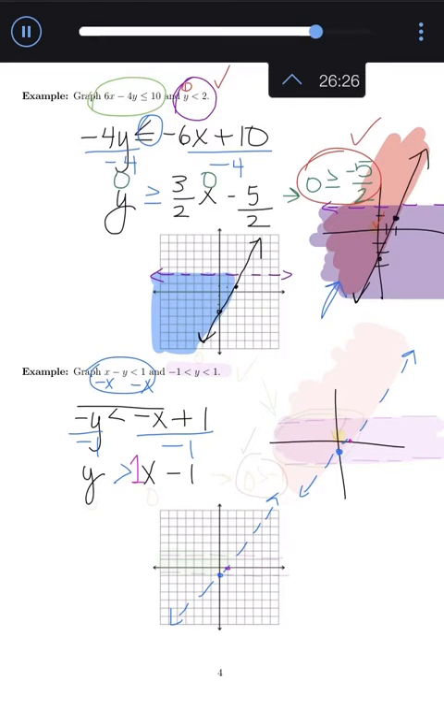We'll test 0, 0 because again it is not on the line. So let's plug in 0 for x and 0 for y. Notice what that gives us is that 0 is greater than negative 1. Is 0 greater than negative 1? Absolutely. So that point does work. So we will shade the portion of the graph where 0, 0 is on, which means we'll shade the portion of the graph that's to the right or above the line.